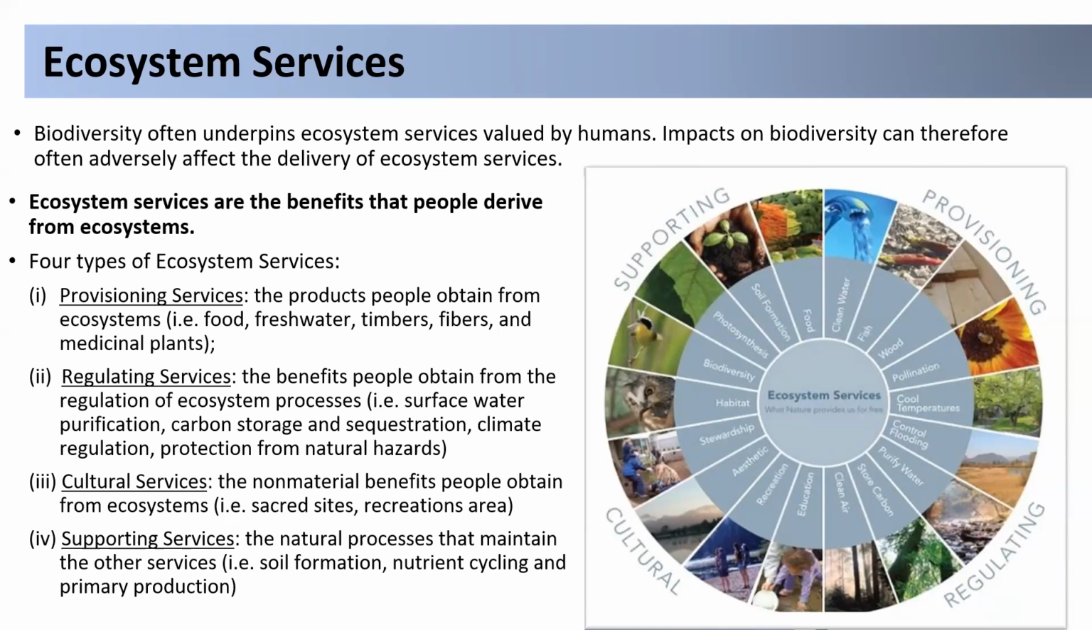Then you have the regulating services, and this is the benefit that people obtain from regulation of ecosystem processes. For example, there are surface water purification and climate regulation that actually protect the environment and also help people. There are also cultural services. For example, in many ecosystems and habitats, you have sacred sites and recreational areas, which provide value to people. And also you have the supporting services, the natural processes that maintain the other services, for example, soil formation, nutrient cycling, and primary production.